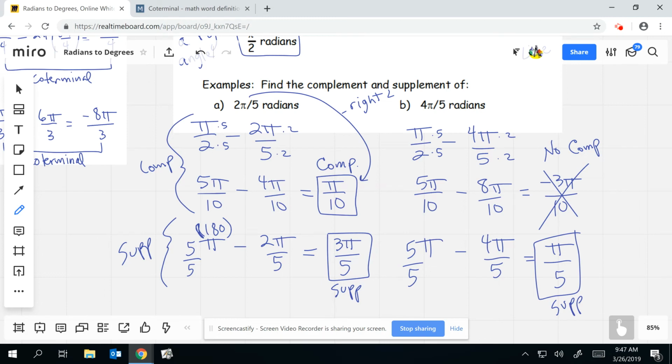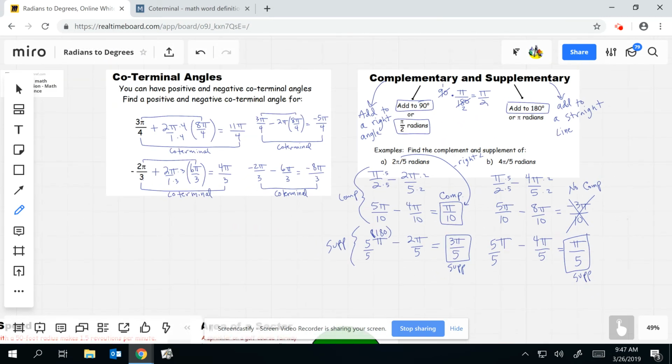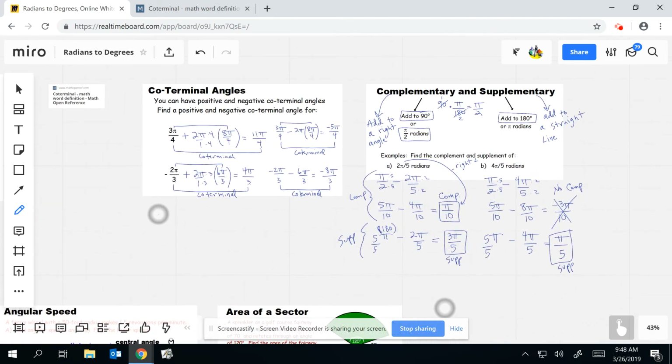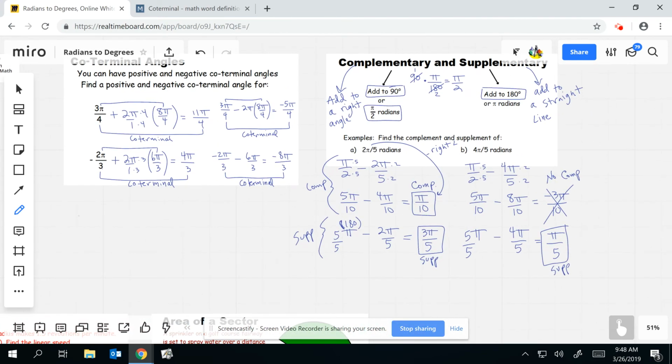So you'll have a few on the homework where it's going to ask you to find the complement and supplement. Yes? It has to be positive and it has to be acute. So less than a right angle. Supplement, it just has to be positive and less than 180 or less than a straight line.